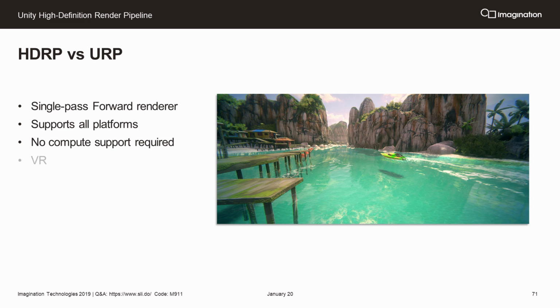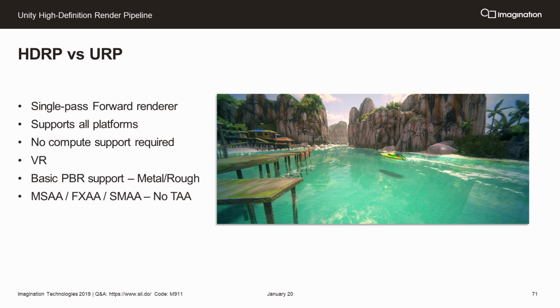And it also has support for VR and basic PBR materials with metallic and roughness workflows. So nothing crazy like iridescence or anisotropy. And has some of the common AA methods, except for temporal anti-aliasing. And also, it uses a simplified variant of the post-processing stack from the built-in pipeline, which is more suited for mobile.